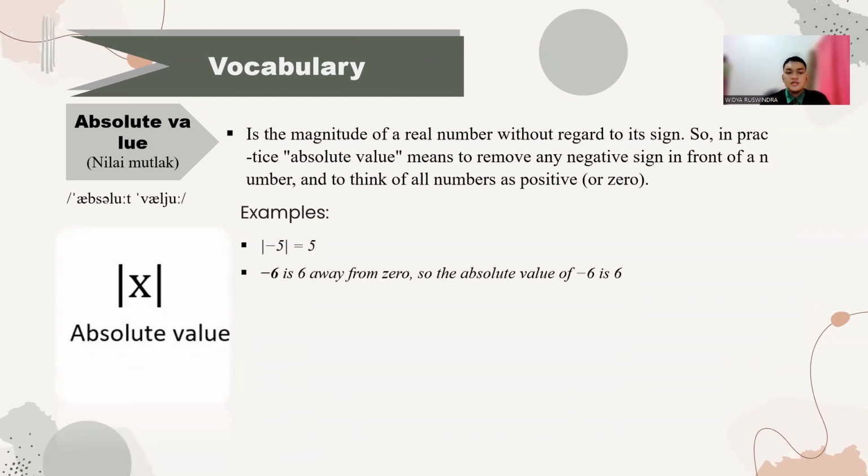For example, first, the absolute value of minus 5 equals 5. The next example: minus 6 is 6 away from 0, so the absolute value of minus 6 is 6.